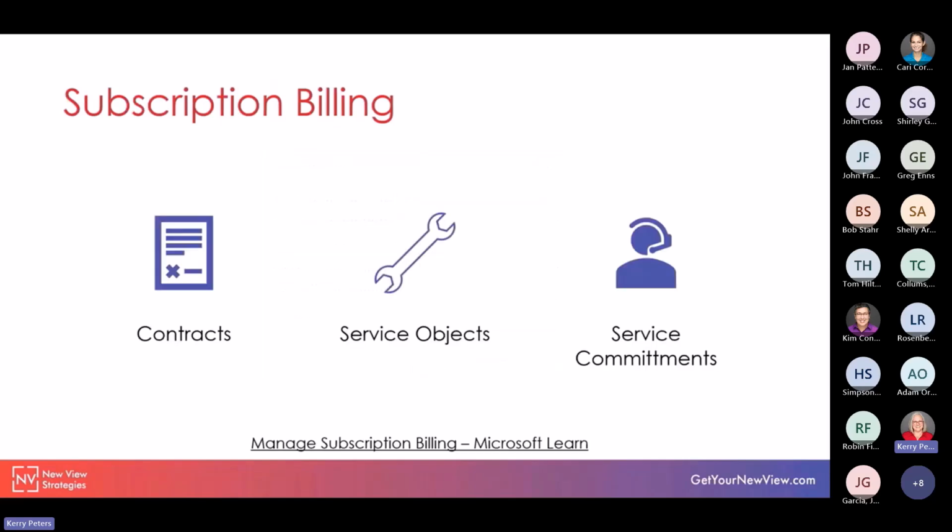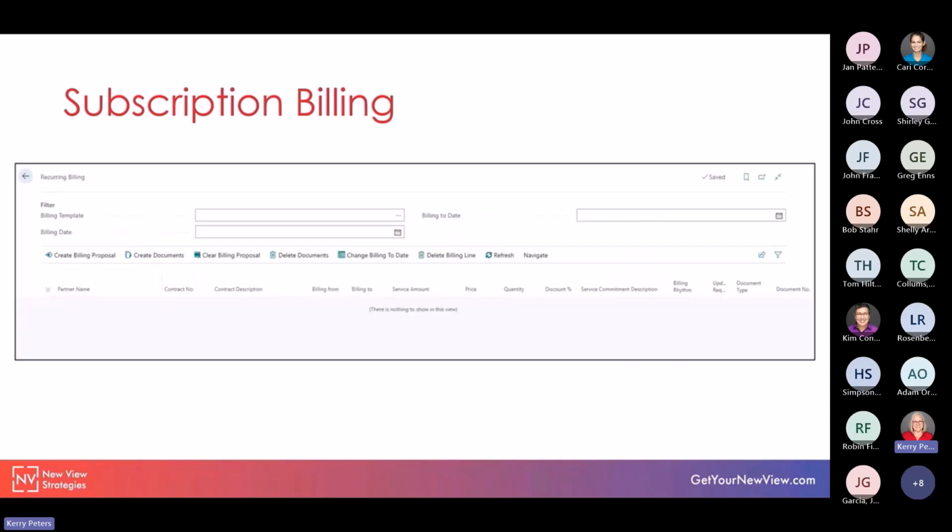Here I've included a link to Microsoft Learn and just a few notes about the background and setup of subscription billing. So the three main components of subscription billing are the ability to manage contracts for both vendor and customer, service objects, as well as service commitments. This is where functionality in the past has maybe fallen a little bit short to be able to incorporate these with the recurring billing.